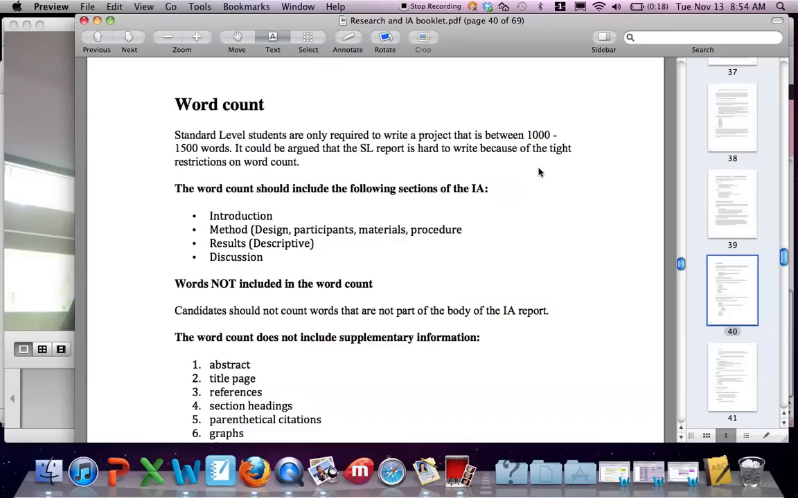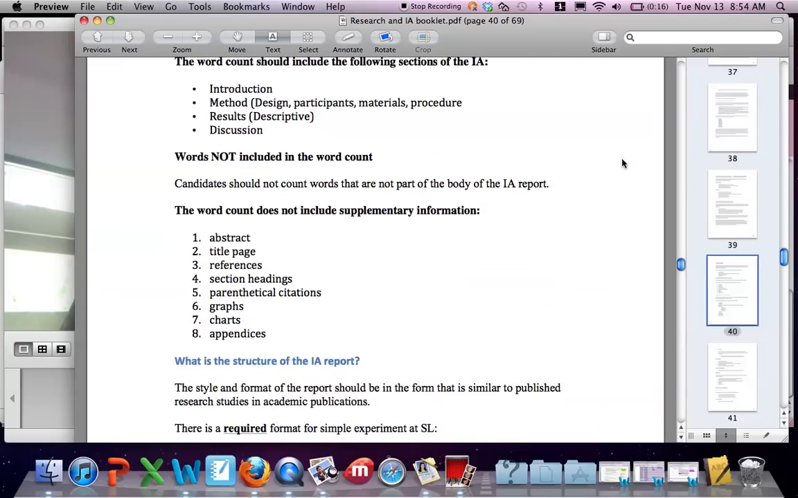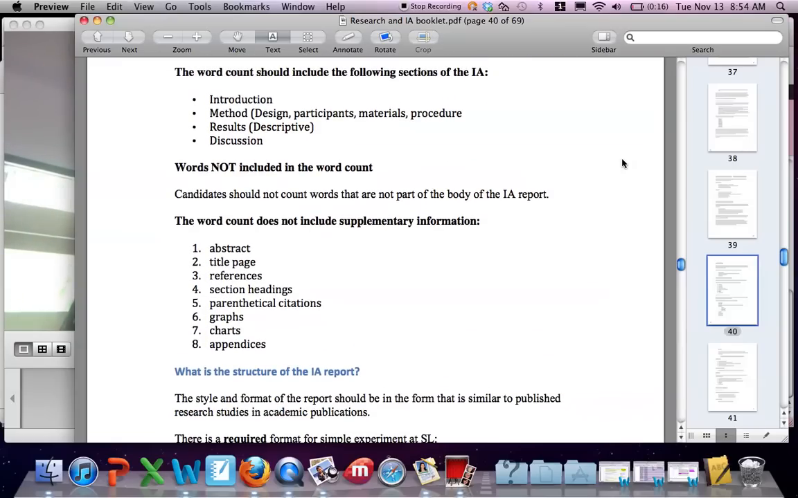People usually find it very hard to stick to the word count because they write too much. So don't worry about not writing enough. You need to be concise because you will struggle to fit into that word count. The word count should include the following sections: introduction, method, results, and discussion. The two chunkiest parts will be the introduction and the discussion, although the discussion is much more important.